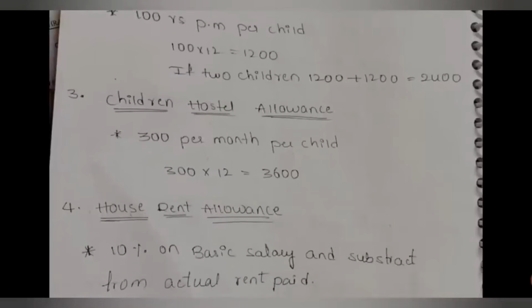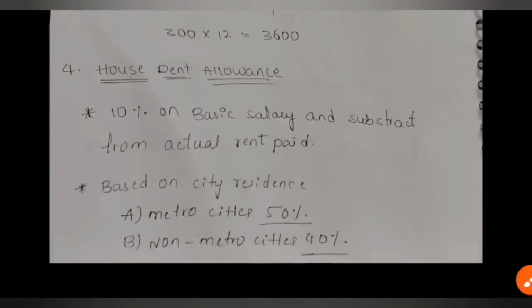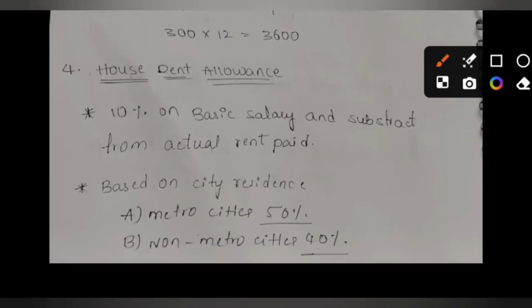Okay, and next you are having children hostel allowance. It is 300 per month. If you convert it into a year, it means 3600 per year. Okay, next you are having house rent allowance. For this house rent allowance also we need to calculate under 3 steps. One is 10% of the basic salary.